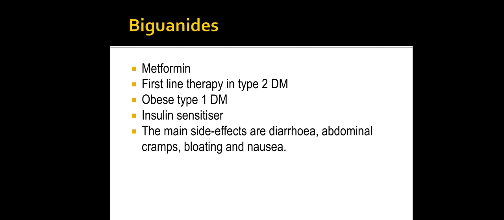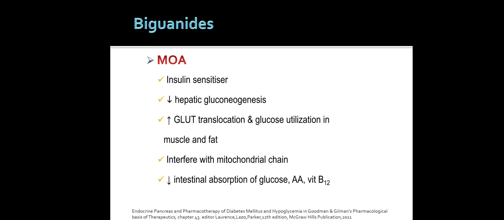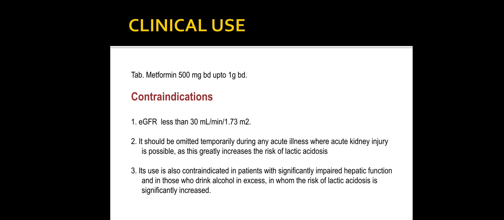The main side effects are GI: diarrhea, abdominal cramps, bloating, nausea, and GI irritation. So it is basically an insulin sensitizer. It decreases the hepatic gluconeogenesis. It interferes with the mitochondrial chain, and it increases the glucose utilization in muscle and fat. We can use metformin in an initial dose of 500 milligram BD, which can be hiked up to 1 gram BD. That's a maximum dose of 2 gram per day.